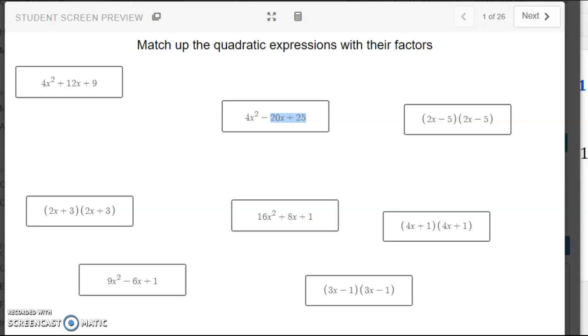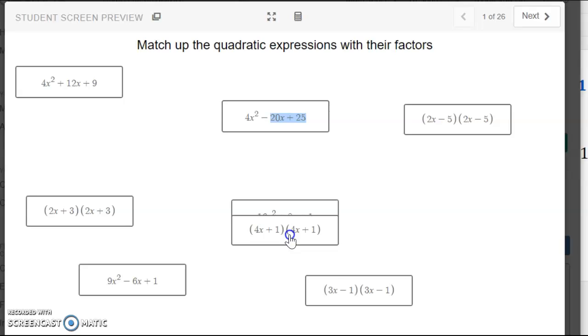Okay, the first card is a card sort where you are matching the quadratic expression with the factored form. When I look at 4x plus 1 times 4x plus 1, I know that the first term has to be 4x times 4x. So I am looking at 16x squared, which is the only one with 16x squared. So I'm going to match that up.